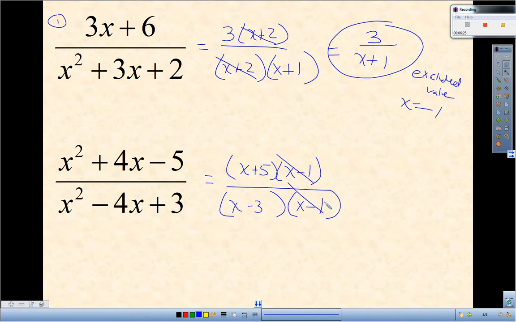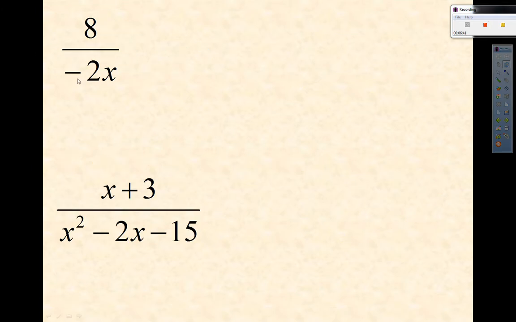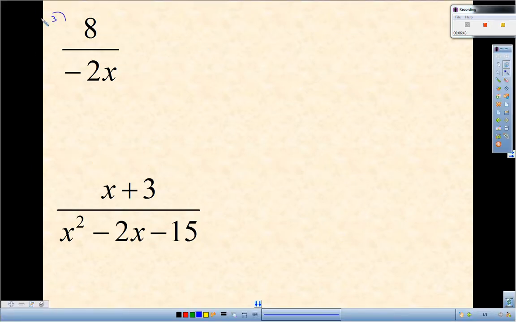Notice I can eliminate the common factors, and that leaves me x plus 5 over x minus 3, which is my simplified answer, but there is an excluded value. In this case, my excluded value is 3, because if I plug in 3 for x, I'm going to get 0 in the denominator.